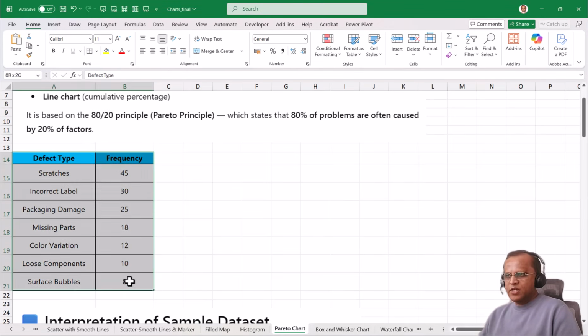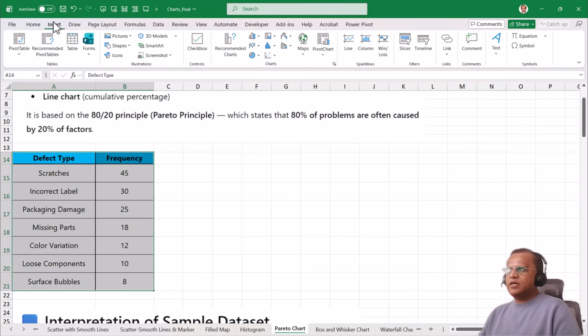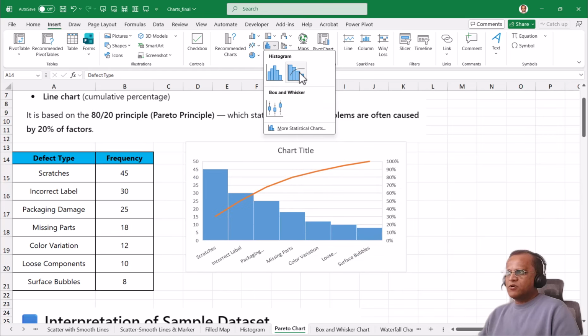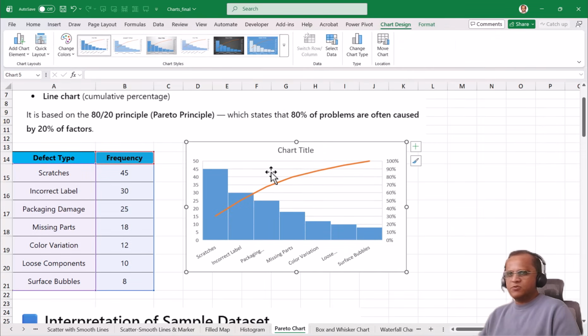We have to select this table. We have to go to the Insert tab. In the Insert tab, I have to click this histogram button, and along with the histogram we also have the Pareto chart. So we click on this Pareto chart, and now our Pareto chart is ready.